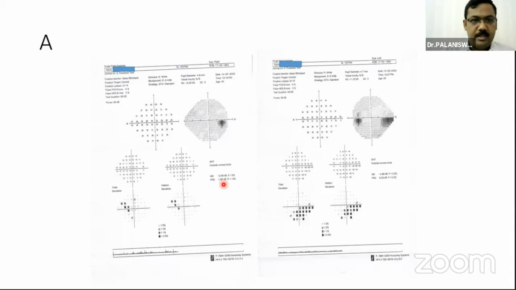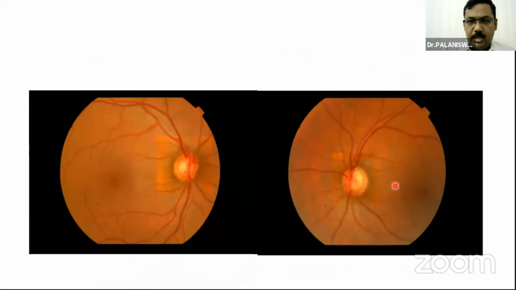Coming to the left eye, your indices look okay. There are a few depressed points in the nasal field. GST is outside normal limits. PSD has been flagged. So accordingly, as you can see in the left eye, there is an early focus. There's an early notching in the superior neuroretinal rim.